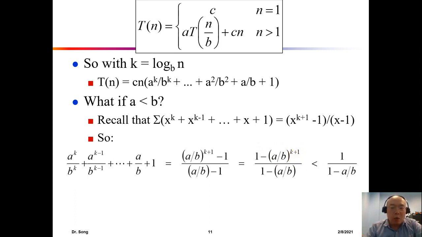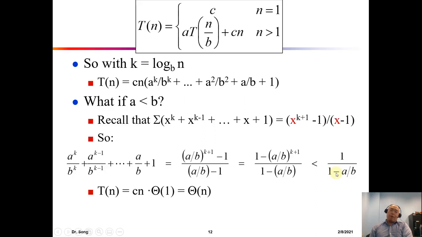Okay, so how about we drop that? If we drop that, this value will be smaller than 1 divided by 1 minus a divided by b, because we are dropping a small value, so this value will be slightly larger.